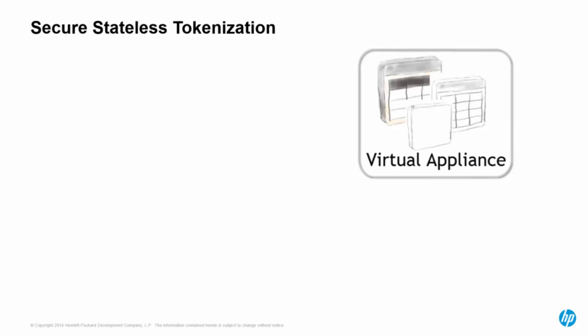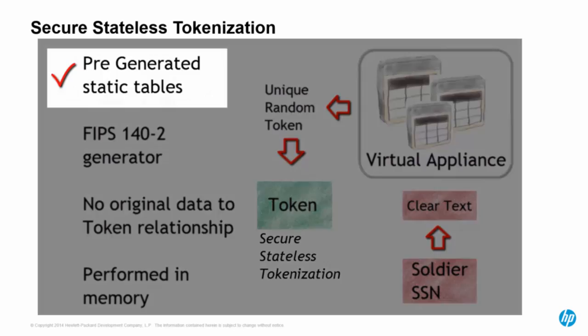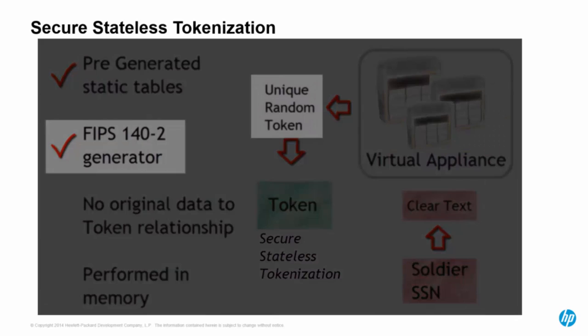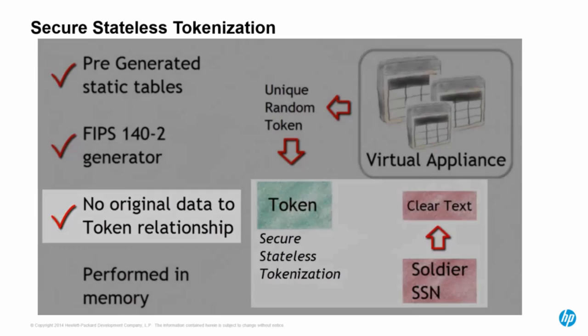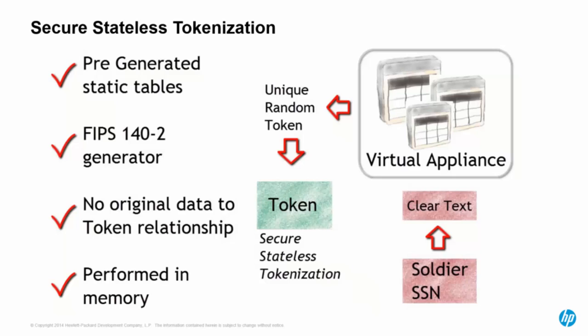So let's go ahead and draw out what this means. We have a virtual appliance in the environment, and we have a social security number from a soldier. We're just going to draw this out here real quick. These tables of the virtual appliance generate static tables, according to 140-2, by the way, which generates a unique random token. No data is associated directly with that token, right? And everything is performed in memory. Stateless tokenization.